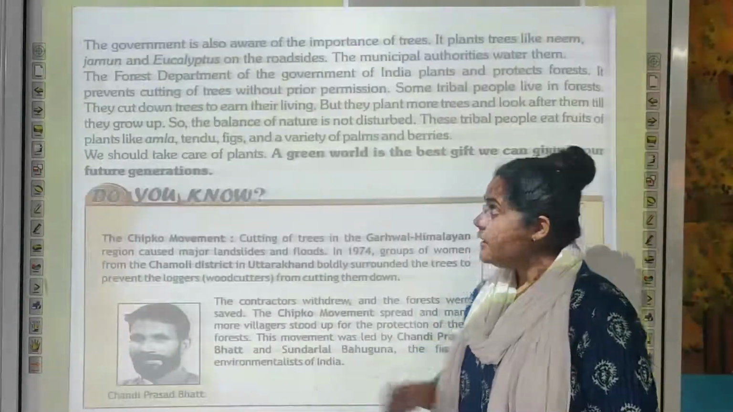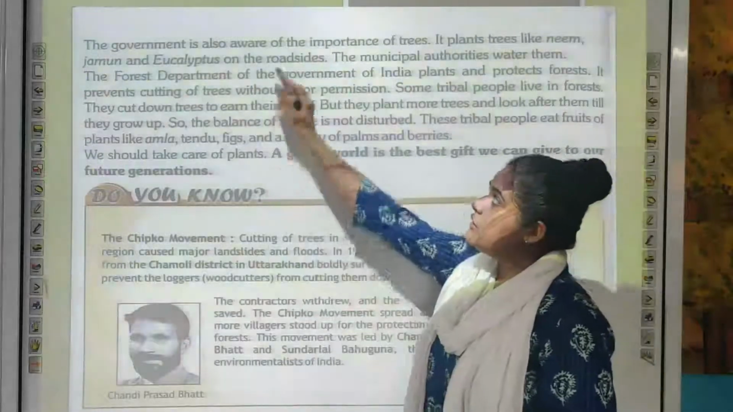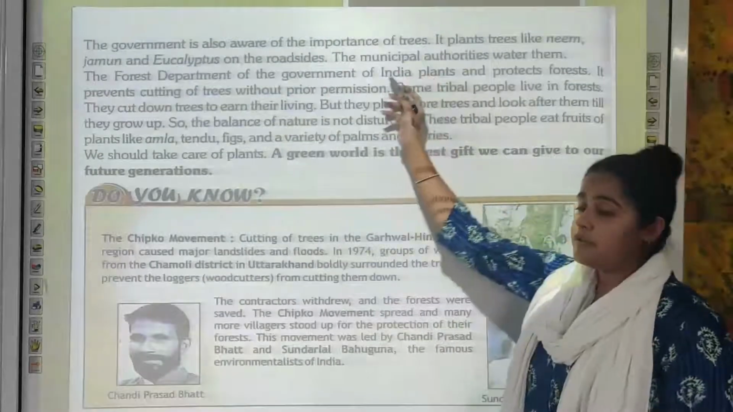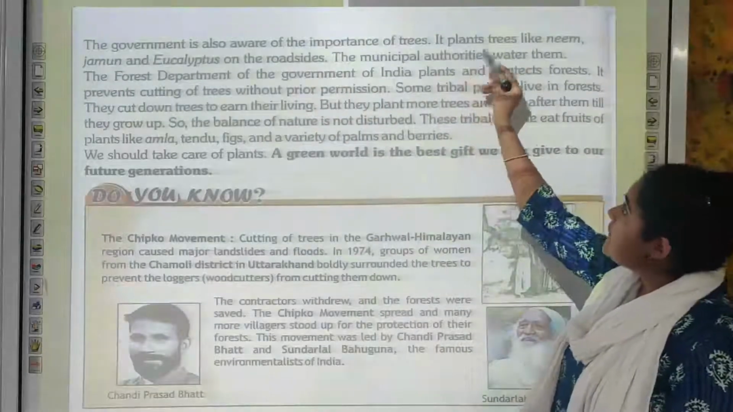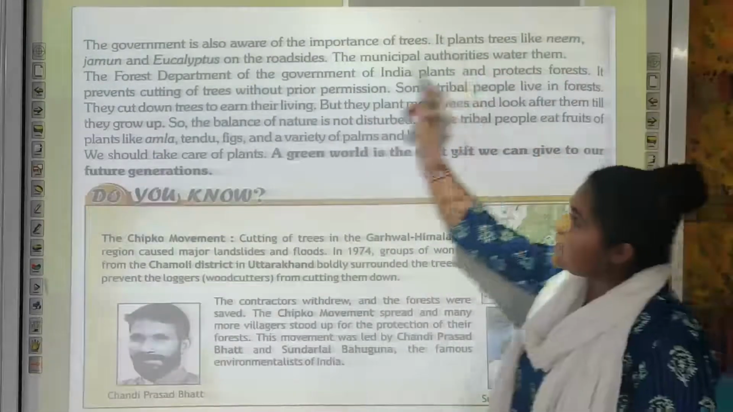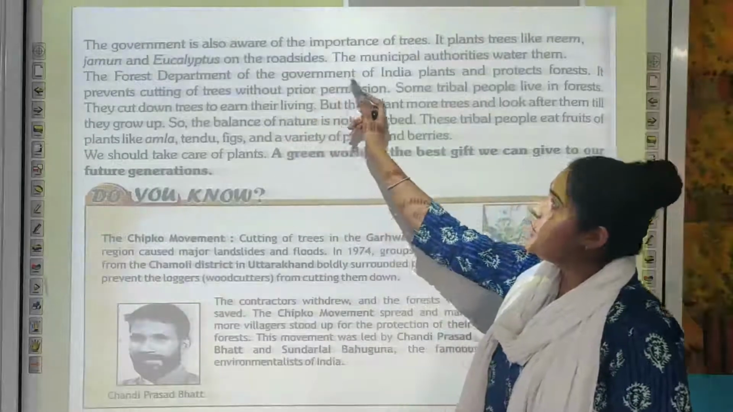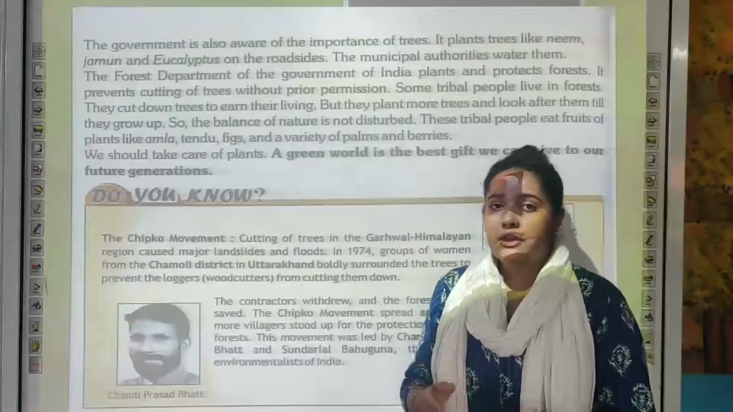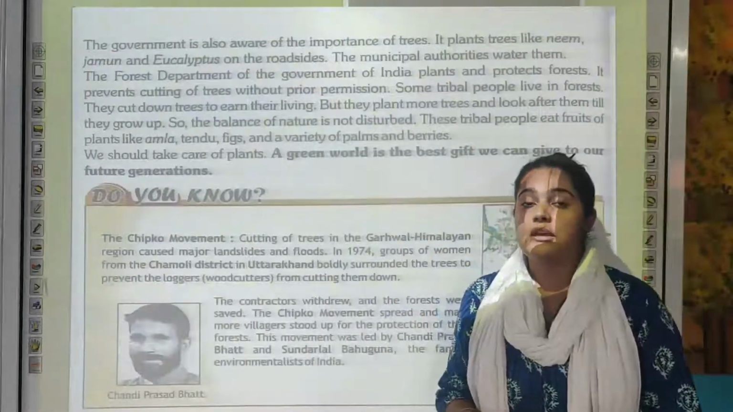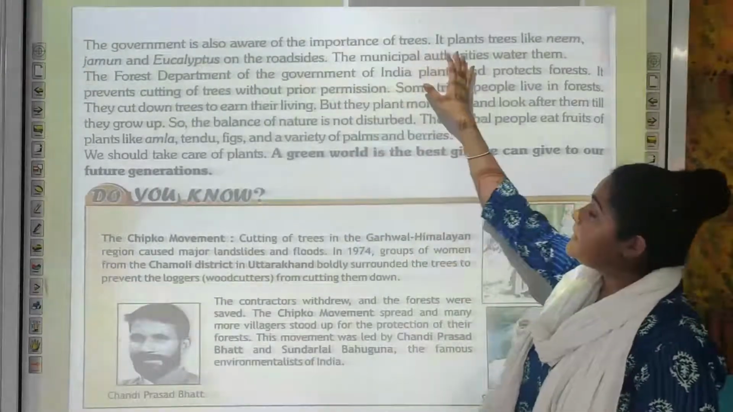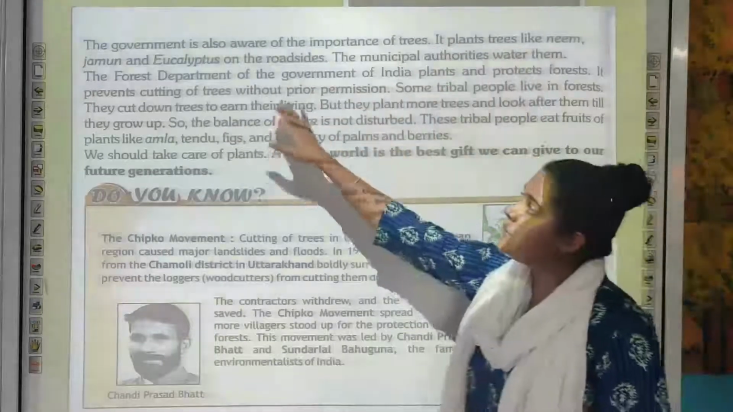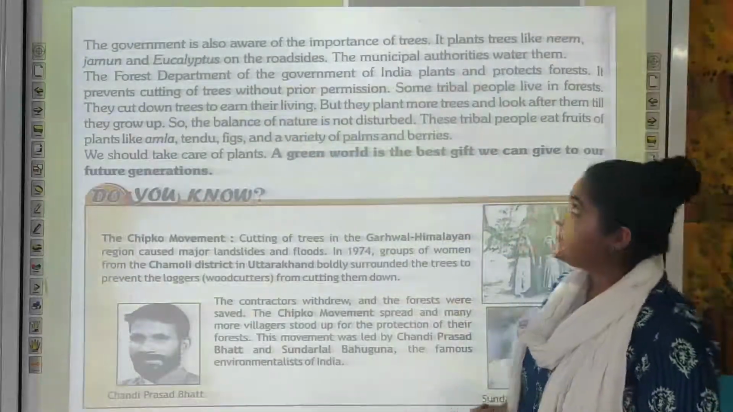Lastly, the government is also aware of the importance of trees. So it plants trees like neem, jamun and eucalyptus on the roadside. As you travel on the road, you might see different types of trees planted on either side of the road. So which trees is the government planting? Neem, jamun and eucalyptus trees on the roadside.